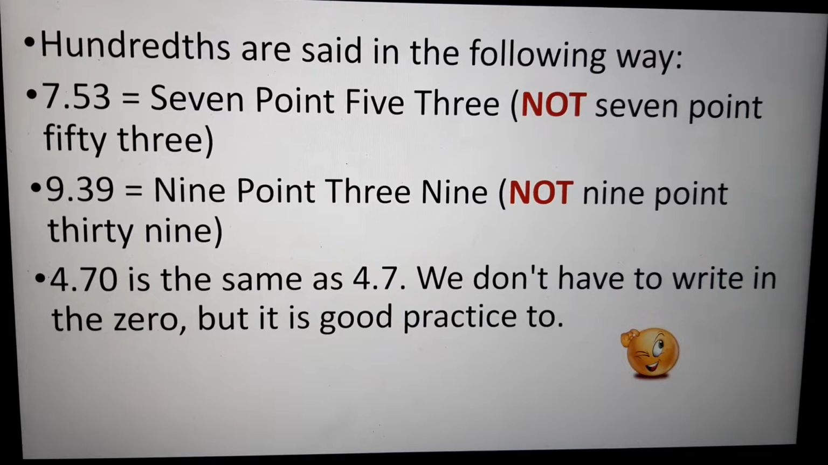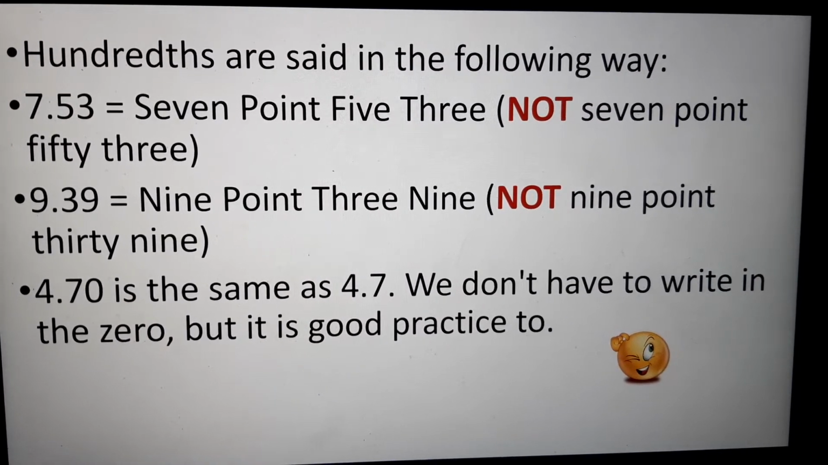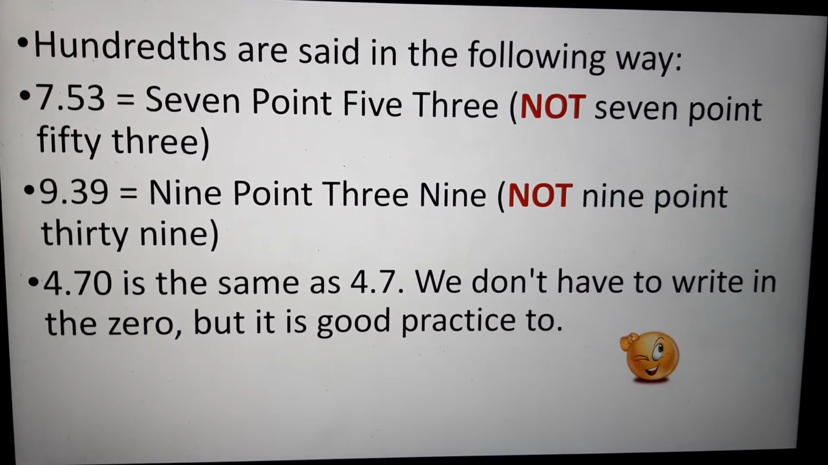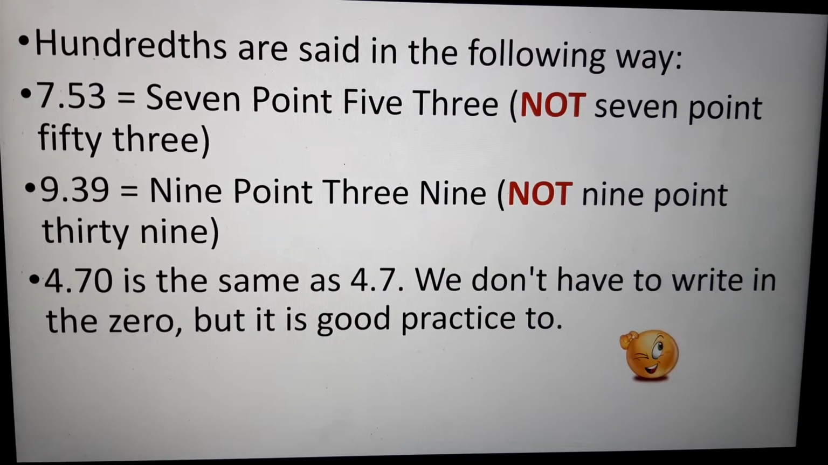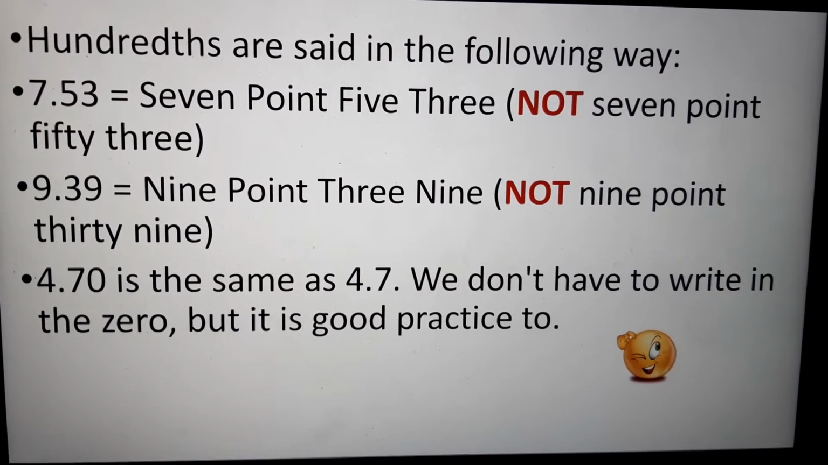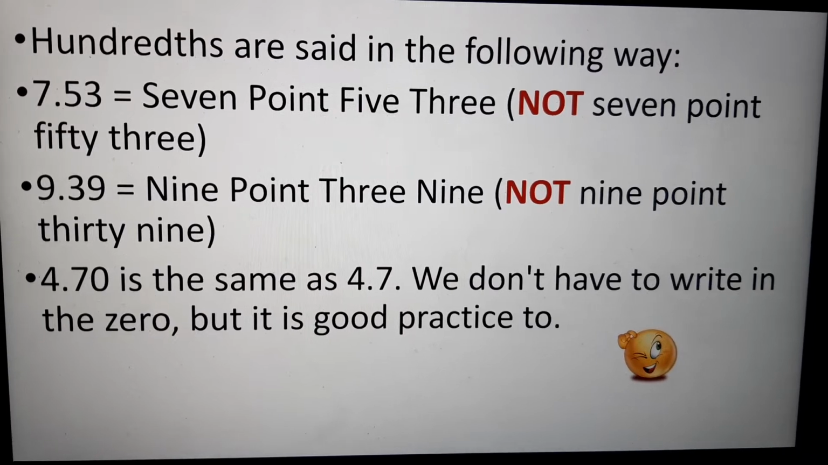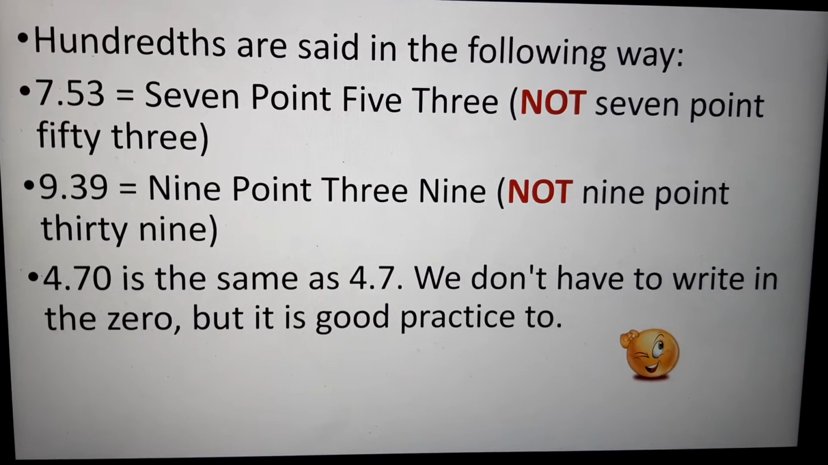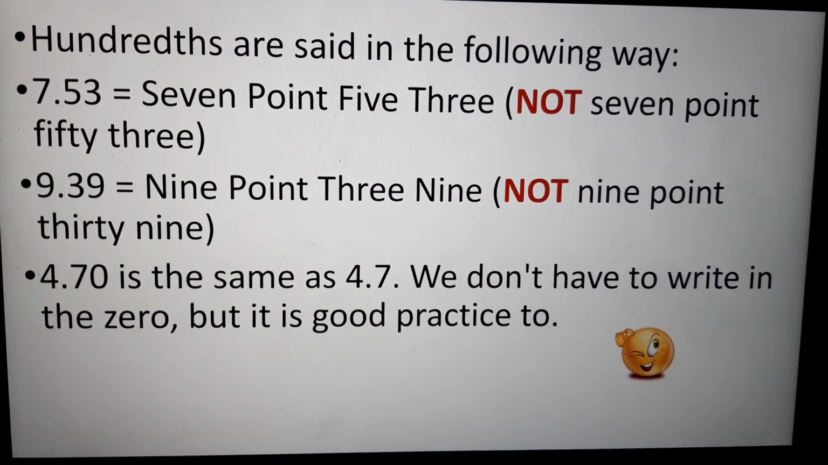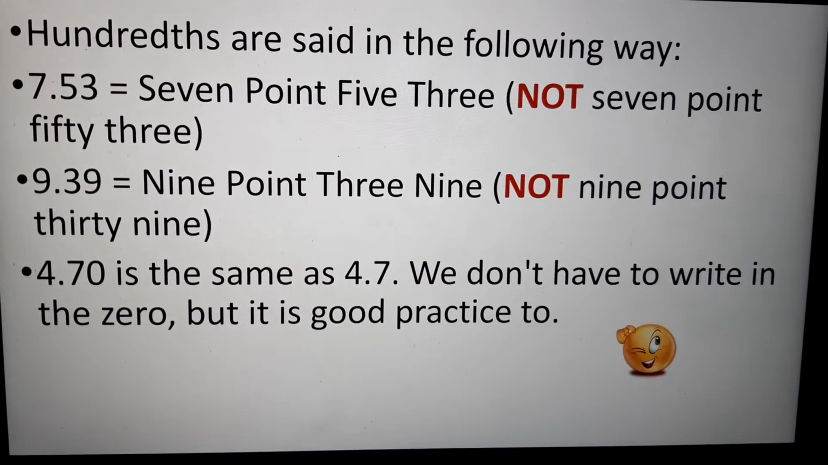When we are looking at decimals, when we're looking at hundredths, we say them in the following way: 7.53, 9.39, or 4.70. You can actually say 7.53 as seven point fifty-three, and if you do, you haven't made a mistake, and that's okay. But another way to say it is seven point five three. So you take all the digits after the decimal individually.